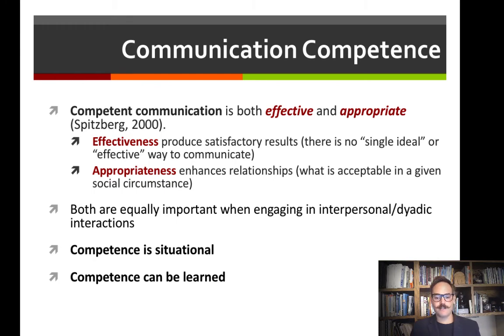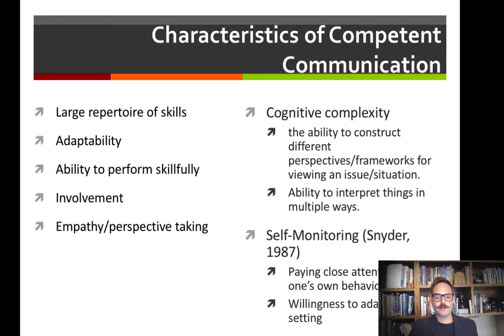And so while texting your best friend like, hey, what's up? That might not be appropriate or effective when you're emailing me regarding a question, right? So competence is situational. The cool thing is competence can be learned with exposure. So competent communication is identified with some of these elements. A large repertoire of skills. So again, building up our skills. Adaptability, being able to quickly adapt to new surroundings. Ability to perform skillfully. Involvement, being actively involved in developing our skills.